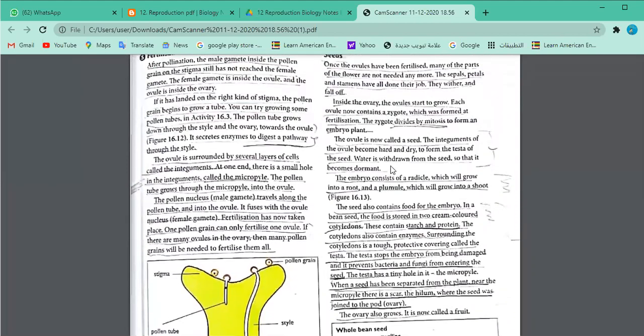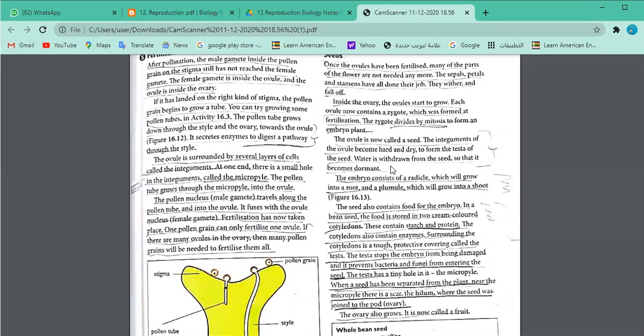What do you think? No. They are not needed. They will fall off. Why? Because we don't need it. They were for the pollination. Fertilization has already taken place, right? So that's why it's only for a few days or a few weeks, and the flowers will wither away. It will just move and fall off the plant.